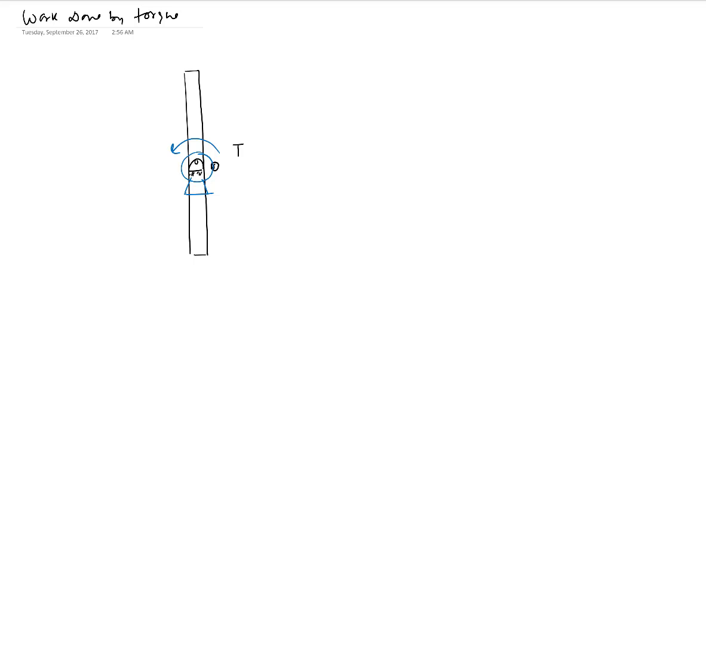Clearly there will be some work done by the torque. So the question is, what is that work done? We already know how to compute the work done by force. We can replace this torque with what we call a force couple. So this can be replaced via, we'll draw this beam again, and this is where it is constrained to rotate. I will replace this torque with a force couple.